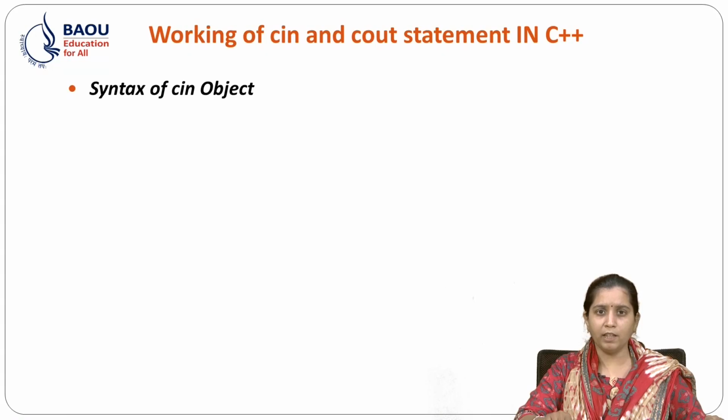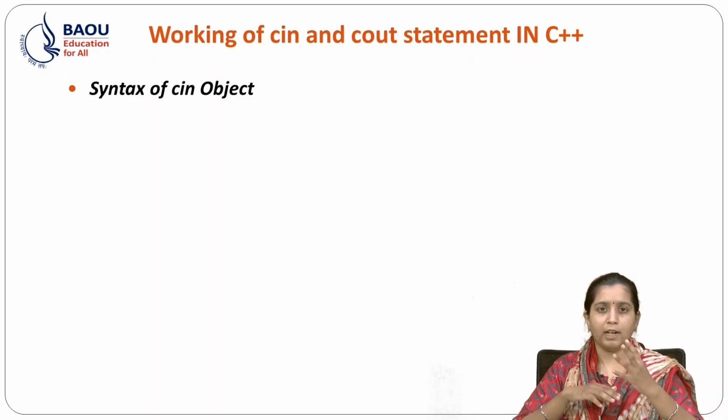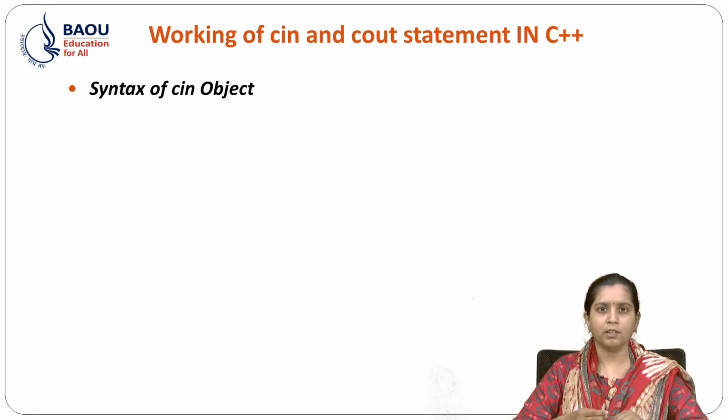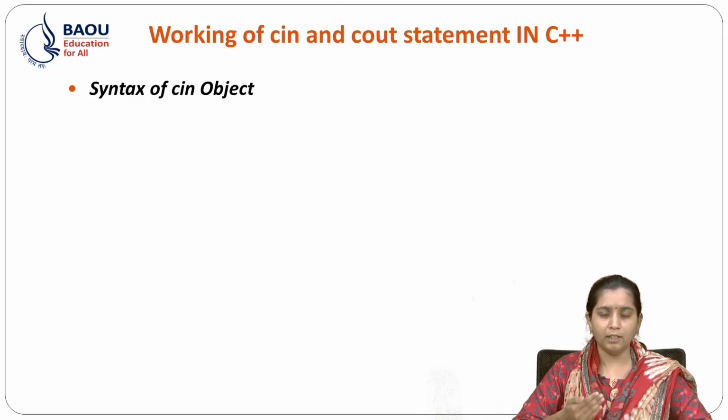Working of cin and cout statements in C++. C++ has a number of predefined streams that are also called standard input-output objects. The streams are automatically activated when the program execution starts. The four standard streams in C++, cin, cout, cerr, and clog, are automatically opened before the main function is executed and closed after the main function.